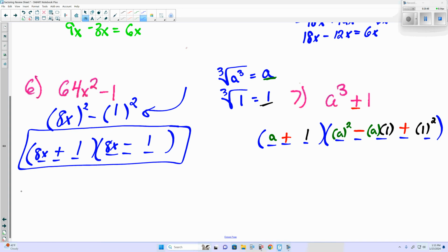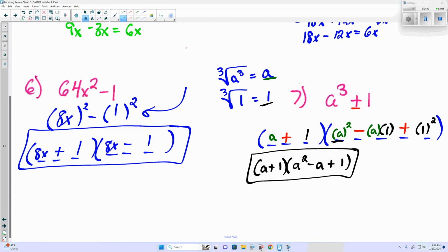Now, same setup we have at this point. We just need to simplify a few things. The a plus 1 is just going to stay a plus 1. We will square this first term. A times a is just a squared. Minus a times 1 is a, plus 1 squared is 1. So we have a plus 1 times a squared minus a plus 1.